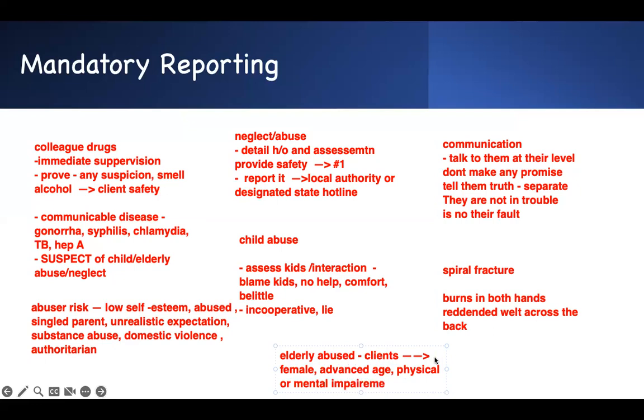And that makes sense, because then they cannot do their ADLs. This prevents them from doing their ADLs, and that's how they end up being abused. So elderly patient, client, female, usually because men will fight back. So elderly, female, with physical or mental impairment, and they cannot perform their ADLs. That pushes them to depend on the abuser to do their stuff for them, and that's how they get abused.